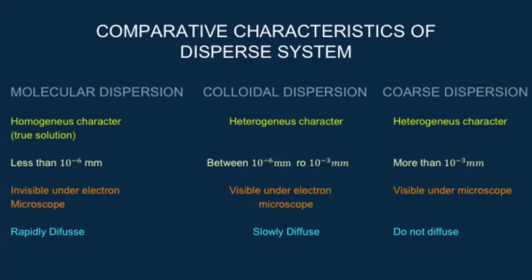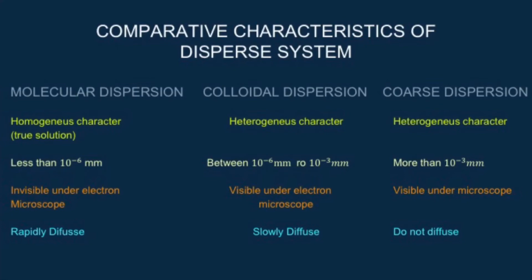Now we have a look at comparative characteristics of dispersed systems. First one is molecular dispersion, second is colloidal dispersion, and third one is coarse dispersion. When we talk about their nature, molecular dispersions are homogeneous in character. They are also known as true solutions. Colloidal dispersions show heterogeneous character, that means both phases can be separated. And the last one is coarse dispersion. Coarse dispersions are also heterogeneous in character.